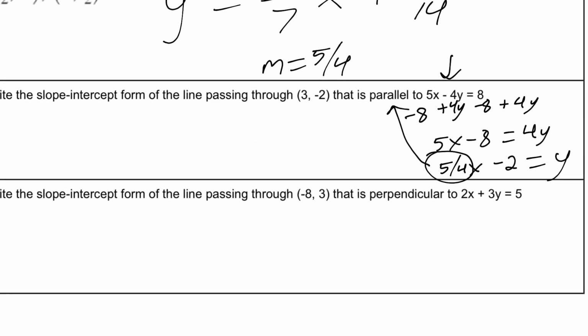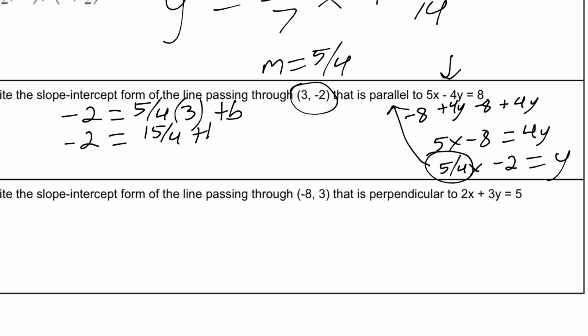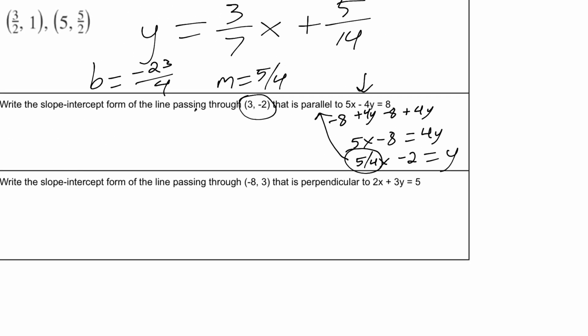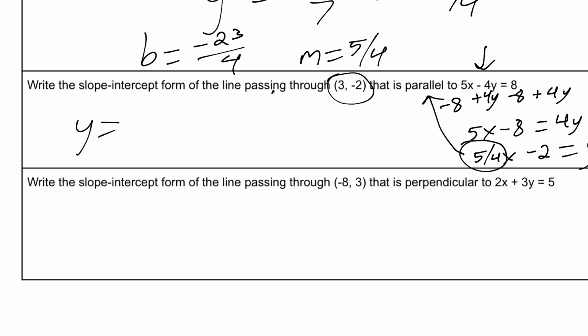From there, I can plug in -2 is equal to 5/4 times 3 plus b. I'm taking my coordinate right here and plugging it in. This tells me that -2 is equal to 15/4 plus b. And if I take -2 minus 15/4, I end up with -23/4 as my b value. I'm just sticking with fractions because that's what we started with. Now to finish this, I'm going to write it in y equals mx plus b. So y is equal to 5/4 x minus 23/4.